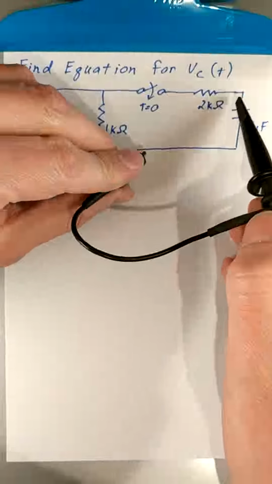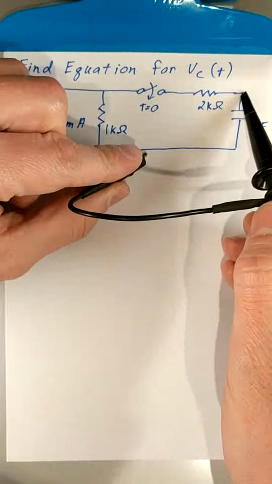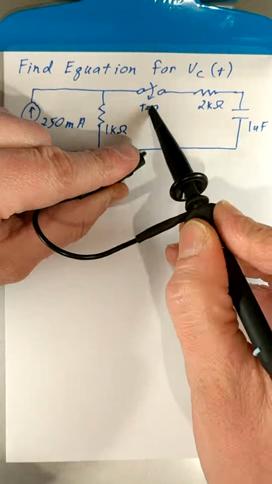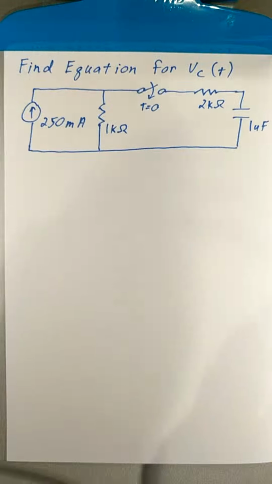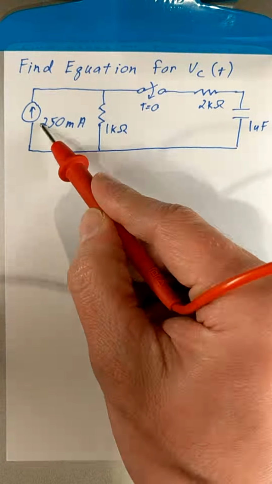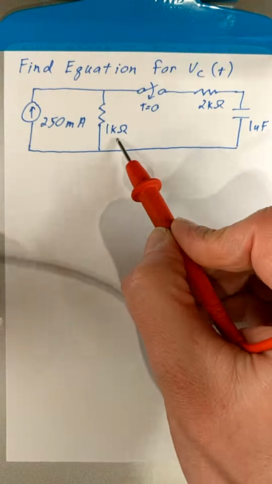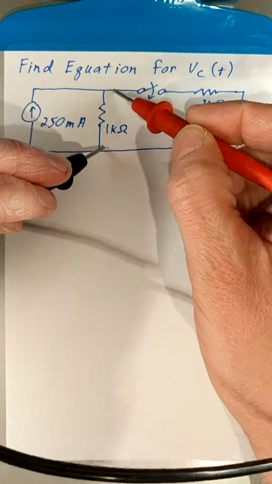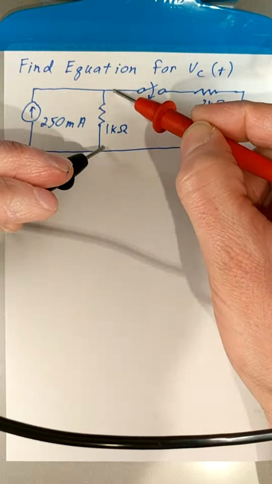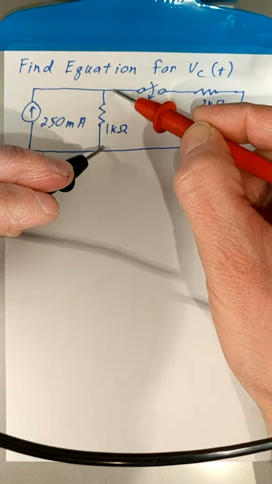In this circuit, we're asked to find the voltage on this capacitor as a function of time after the switch is closed. We're given a 250 milliamp current source in parallel with a 1K resistor. You may recognize that as a Norton circuit, which means there will be a voltage at this particular point.